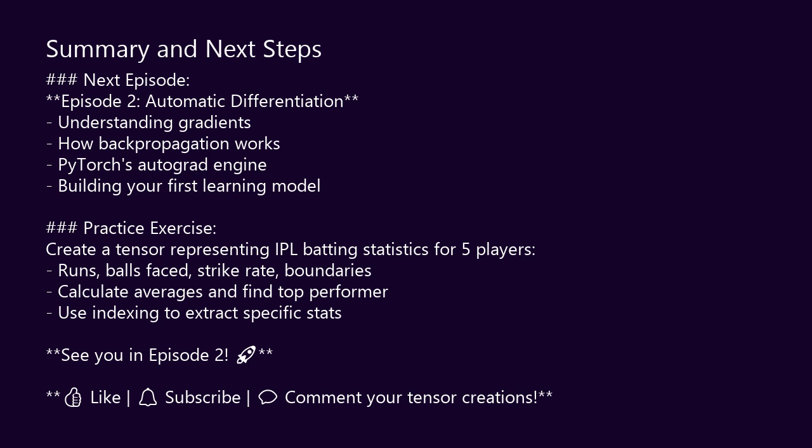Finally, we put it all together with a movie rating analysis example. This showed how tensors handle real-world data. In the next episode, we'll learn about automatic differentiation, the magic that makes AI learn. We'll understand gradients and how PyTorch computes them automatically. This is where things get really exciting.